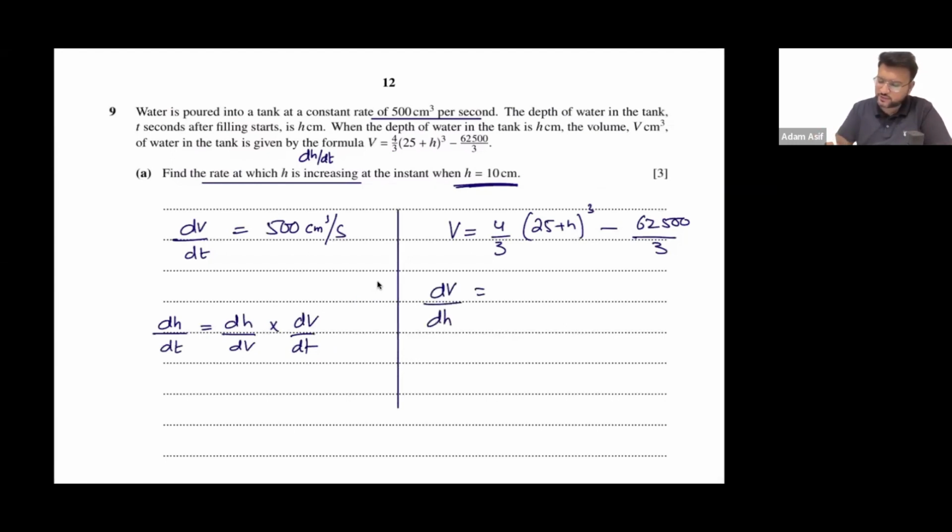dV by dH would be 4 times (25 plus h square). And the derivative of this constant number would just be 0. That is your derivative. Okay.